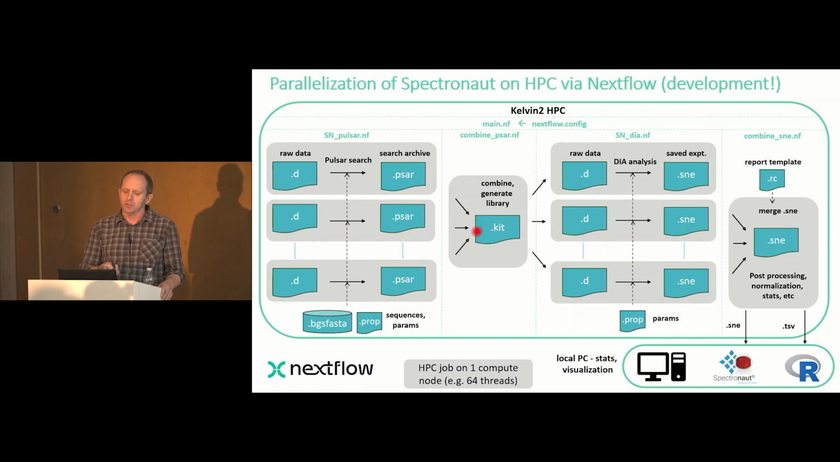We're combining all of these search archives into a single library and generating this KIT file. Then we go back to the raw data files, which can be a different set, but if you wanted to recapitulate the direct DIA workflow, it would be the same set. We use this library to analyze, one by one, again in separate single processes, each of these raw files. Each generates a single saved experiment file, this SNE file. Now we're running this merging job, merging all these SNEs together, and all of the post-processing, normalization, and statistics is computed at this stage.